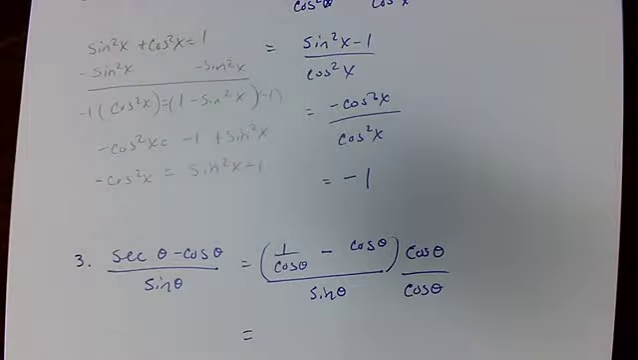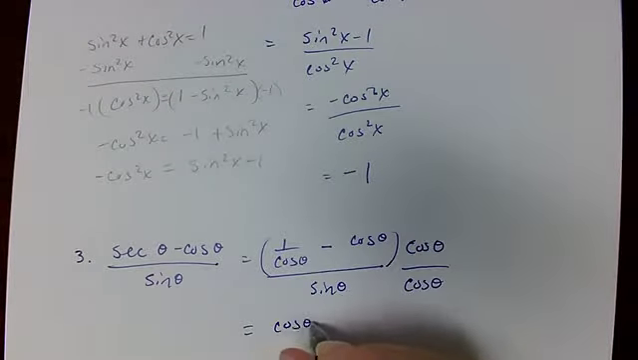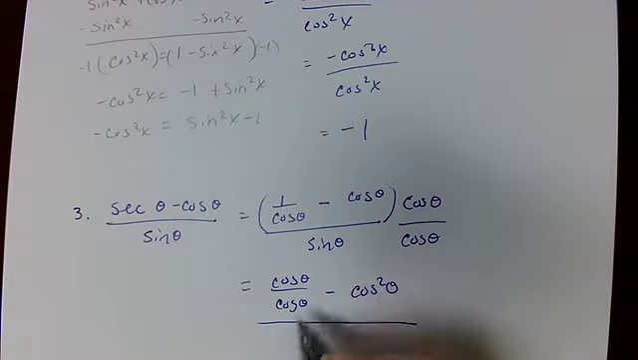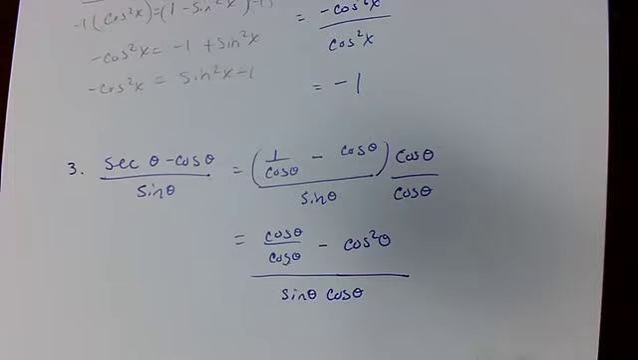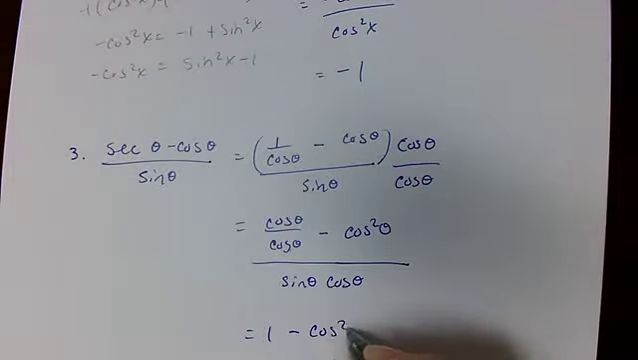So this now becomes cosine times 1 over cosine will get me cosine theta over cosine theta minus cosine times cosine gets me cosine squared theta, all over sine theta times cosine theta. Well, I know that cosine over cosine is equal to 1. So now I've got 1 minus cosine squared theta all over sine theta times cosine theta.